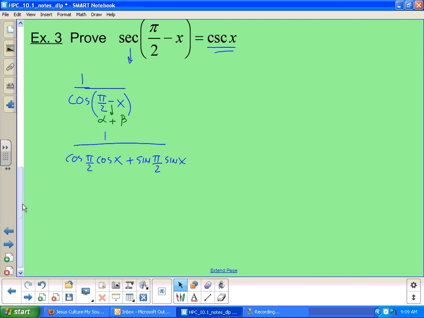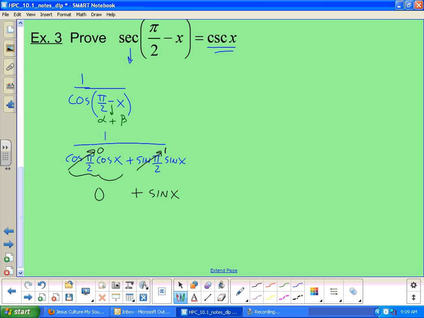A few things we observed here. Cosine of pi over 2 is 0. So this thing just goes away to 0, which means this whole left side is just 0. Sine of pi over 2 is 1, which means this whole right side just becomes sine of x. So now we have 1 over the sine of x, which, guess what, is equal to cosecant x. So we have checked it out, it's proven, left side is equal to right side. We are good.